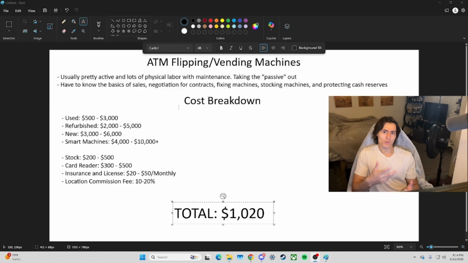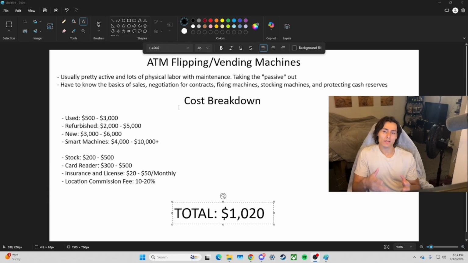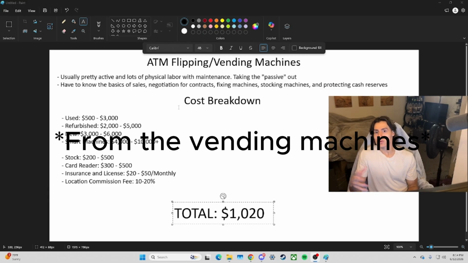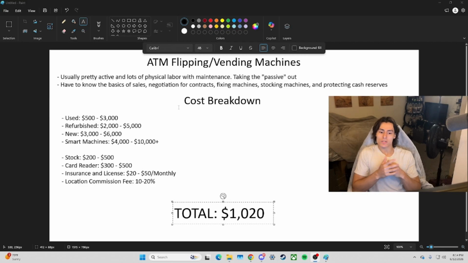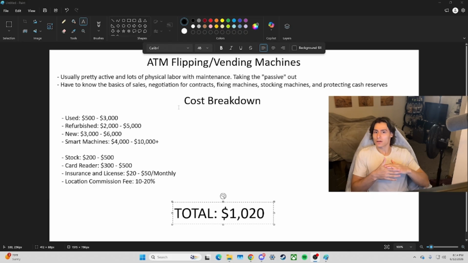And then also, depending on the location, there's usually a fee. Some owners might do a fee, some owners might not. It really depends on them and the location you're at. Usually, on average, about 10 to 20% of your income goes over to the owners. So on the low end, your grand total will run you about $1,020 minimum, if you can even find a used $500 working vending machine. Card readers, stock.